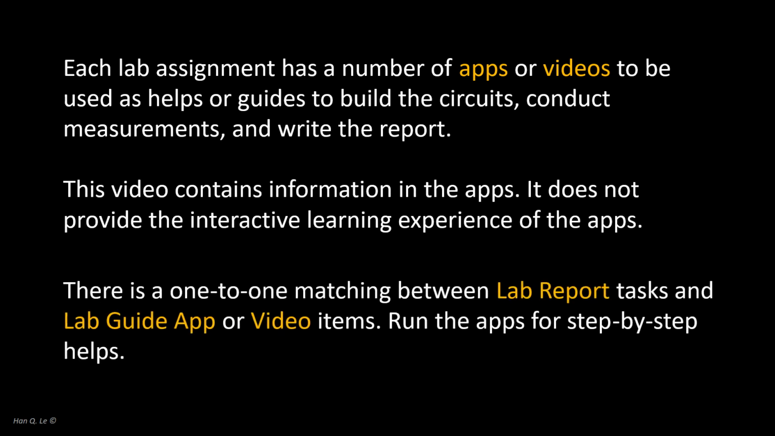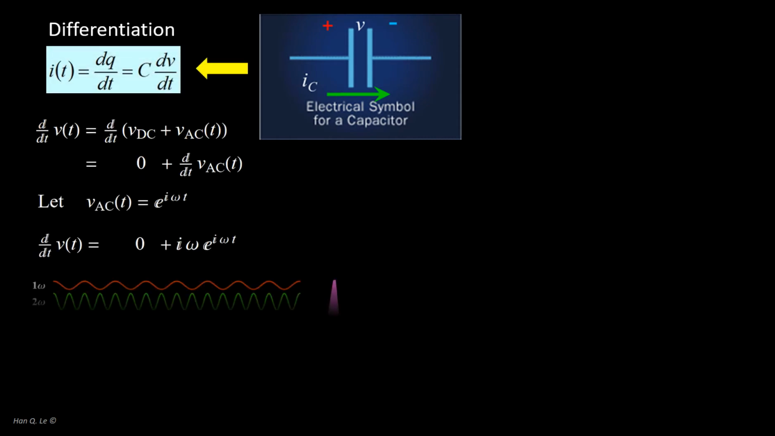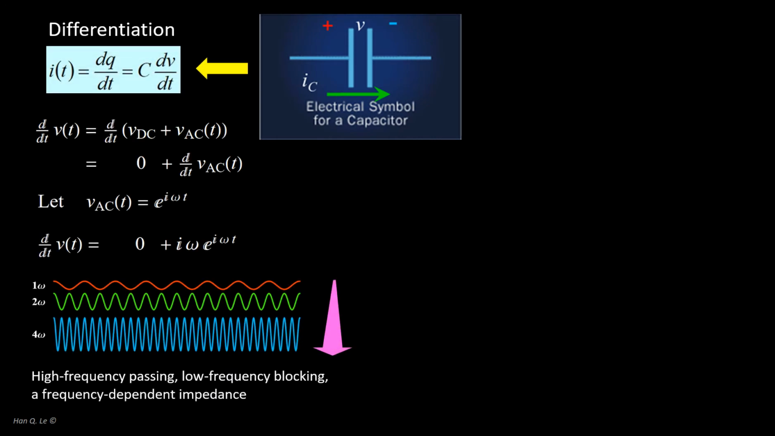To complete a lab assignment, do every task in the lab report outline. There is one-to-one matching between the list of tasks and the lab guide app items. In Part B, the differentiation behavior of the capacitor under an input voltage V is discussed.